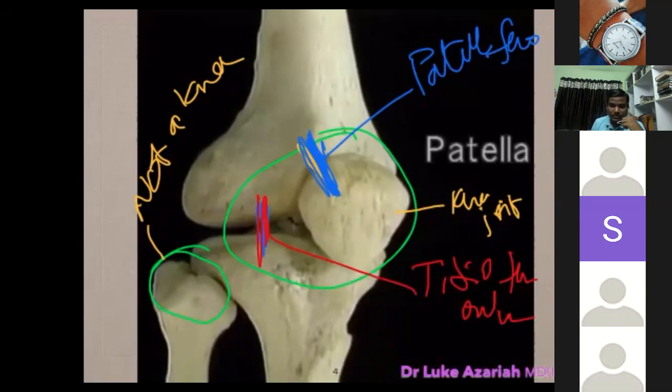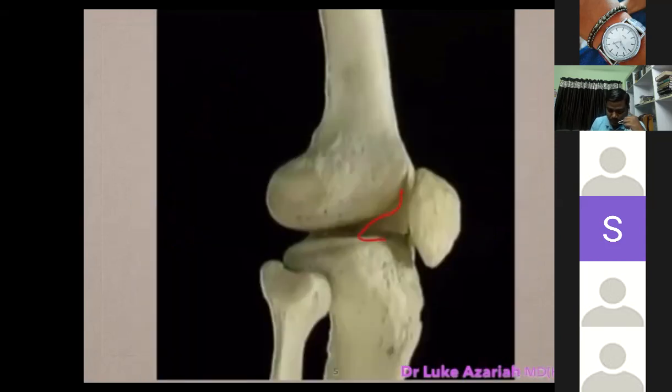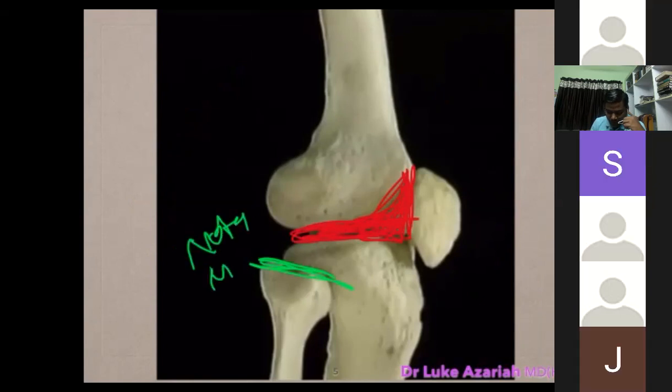Okay, clear? Knee joint is a complex joint formed by patellofemoral joint and tibiofemoral joint. You see, this is the joint space. All of this is joint space. And this is not a knee joint. This is very important. This is the knee joint.